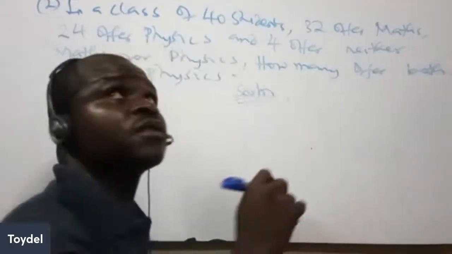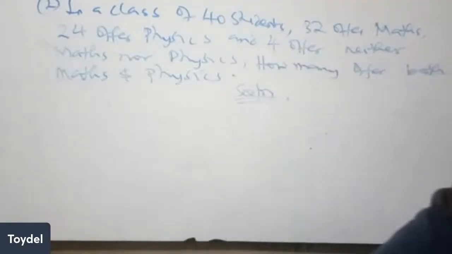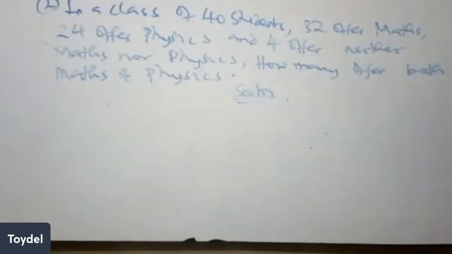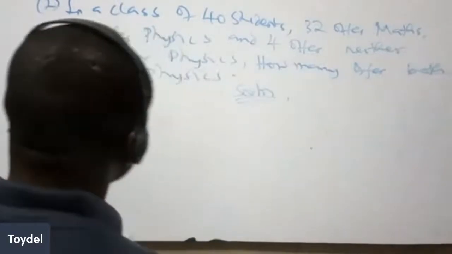So this is a question that required a Venn diagram. So our knowledge of Venn diagram will actually help us here. So what do we do here? In this case now, we are going to list out what we are given and what we are required to find. What are we given?